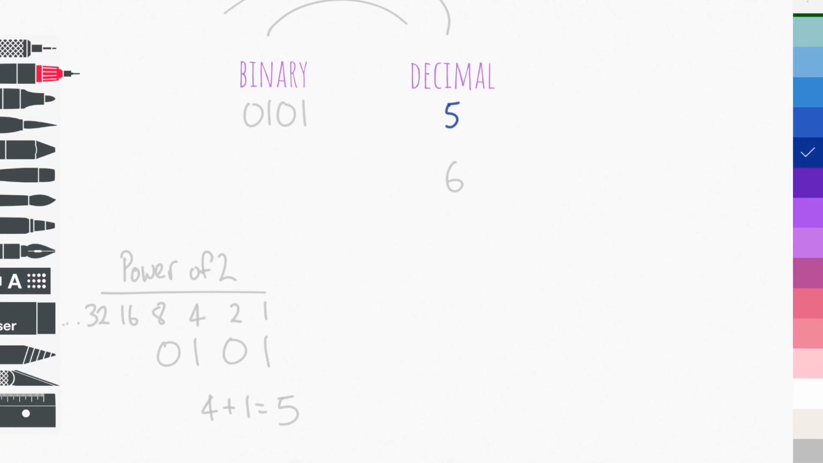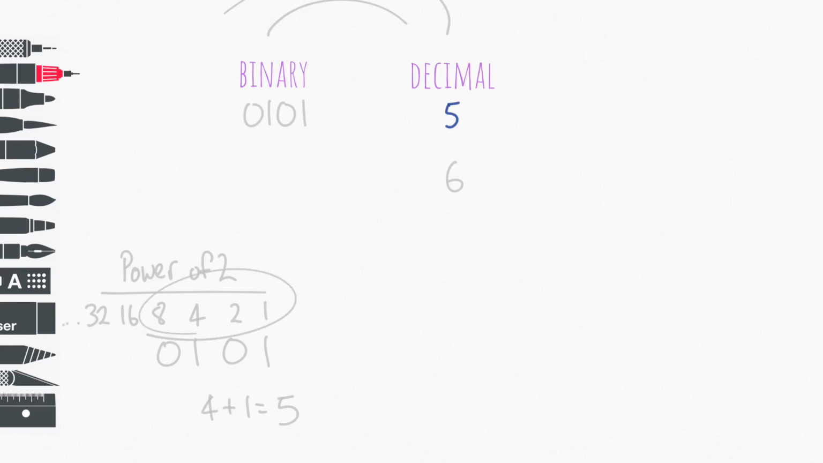Now, what about the number 6? Well, this is going to be something a little bit more difficult because we're trying to figure out what combination of these numbers will result in the number 6. In this case, it's quite simple because 4 plus 2 is going to give us 6. So we can just write 0, 1 for the 4, 1 for the 2, and 0 for the 1. This is the 8's place, the 4's, the 2's, and then the 1's. So this 4 plus 2 is going to result in 6. So the binary of 6 is going to be 0110.